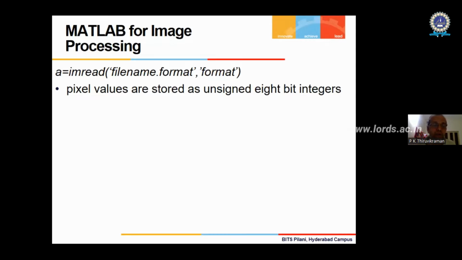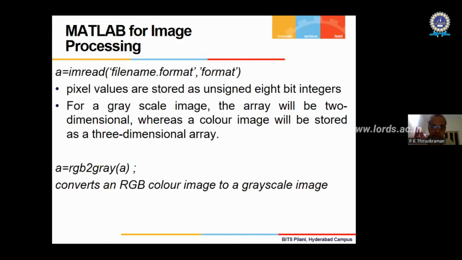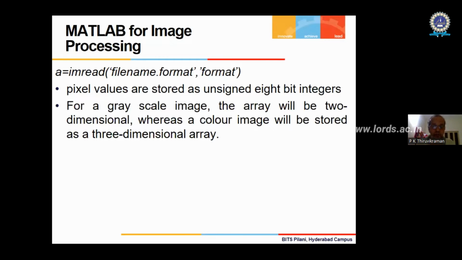And in this A, pixel values are stored as unsigned 8-bit integers. That is the format of the data which you have now. But for mathematical operations, this is not enough. If you want to do any multiplication or any operation on A, you have to convert to double precision. There is a double command which will do that. As I mentioned, for a grayscale image the array will be 2-dimensional, whereas a color image will be stored as a 3-dimensional array.